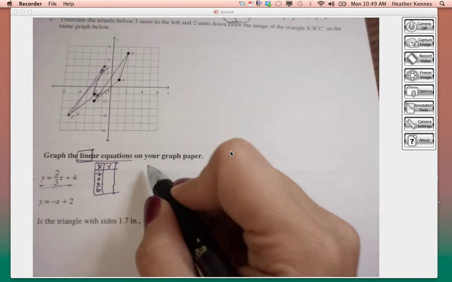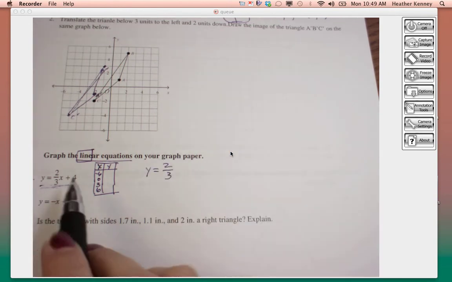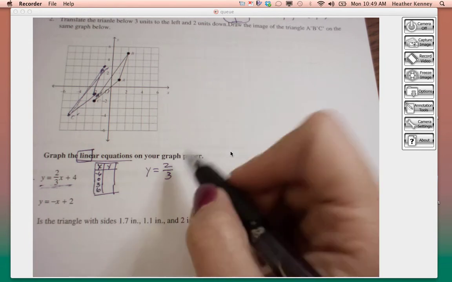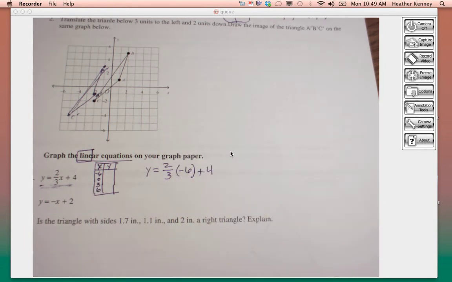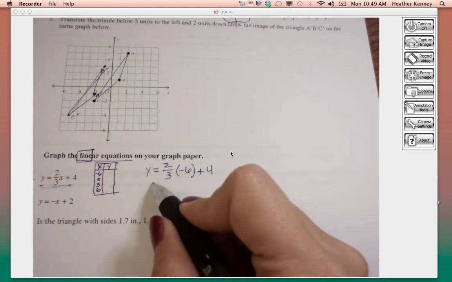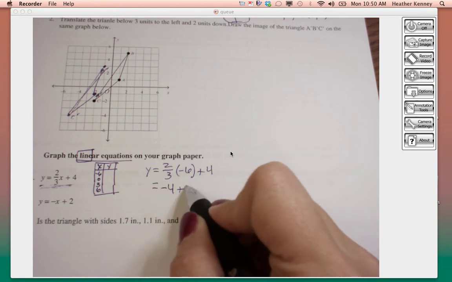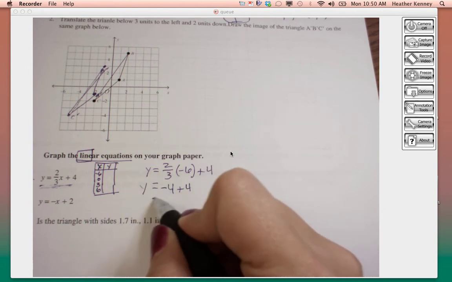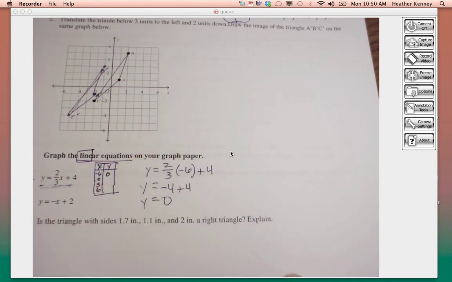So we're going to start with y equals 2/3 x plus 4. In place of the x, I'm going to put my first chosen value of x, which is negative 6. 2/3 times negative 6, multiply and then divide, right? So 2 times negative 6 is negative 12, divided by 3 is negative 4, plus 4. Negative 4 plus 4 is 0. So y would equal 0 for x equals negative 6. And that's going to be the first point when we get to our graph.